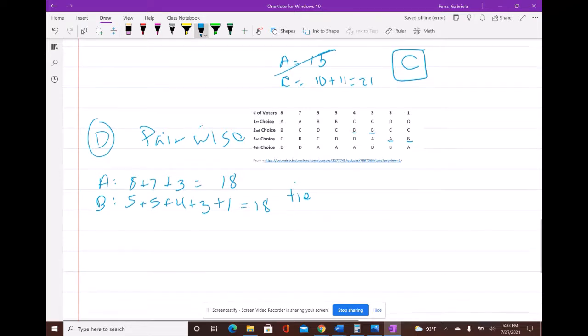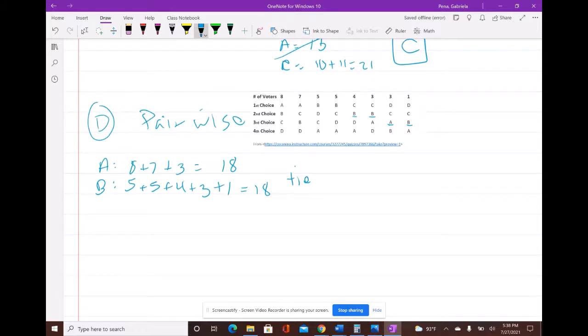$10, 17. So that's a tie. So nobody gets a point there. And then we look at A and C. So now we look at A and C. So A beats C. So there's 8. A beats C. So there's 7.